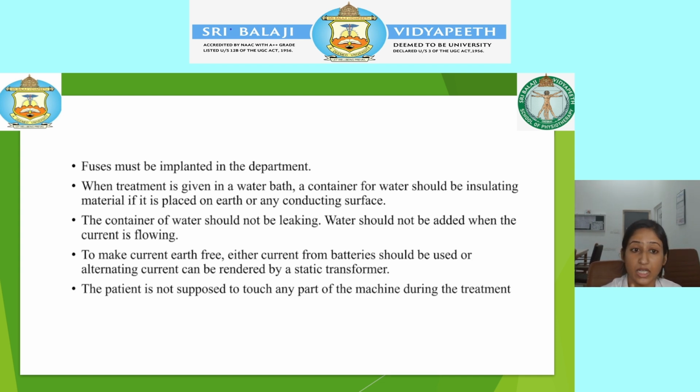When you give treatment in a water bath, the container of the water should be of insulating material if it is placed on earth or any conducting surface. The container should not leak. Water should not be added when the current is flowing. To make the current earth free, either current from batteries should be used, or alternating current can be rendered earth free by a static transformer. The patient is not allowed to touch any part of the machine during the treatment.